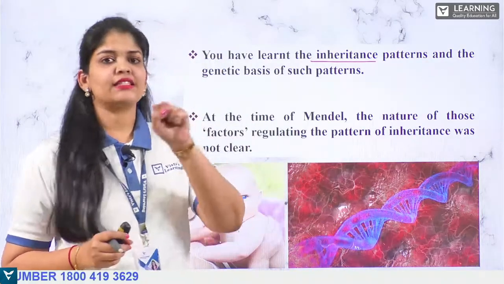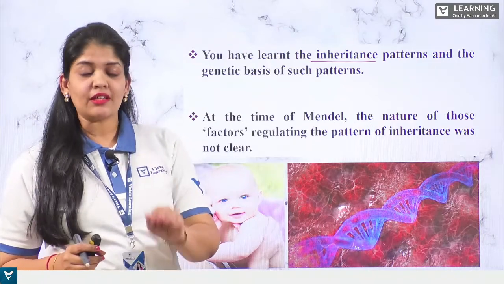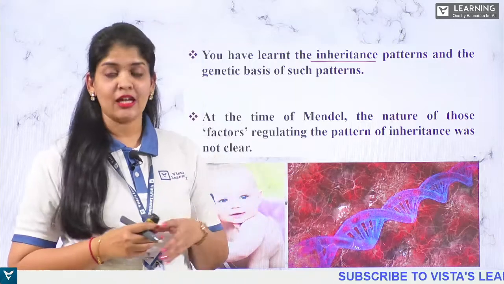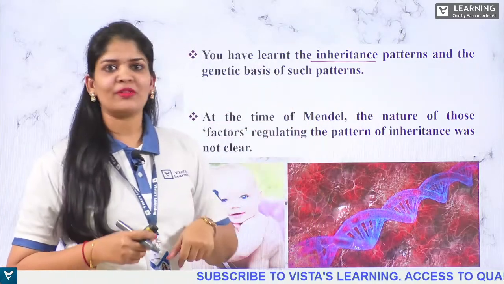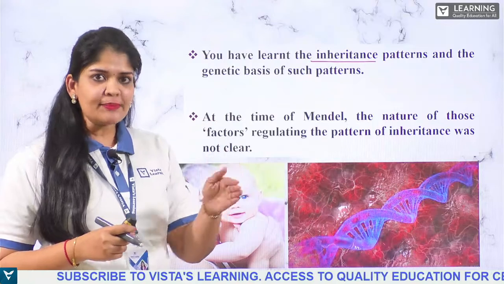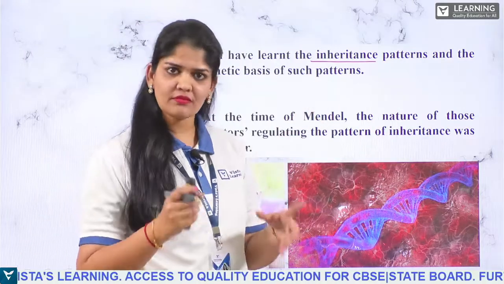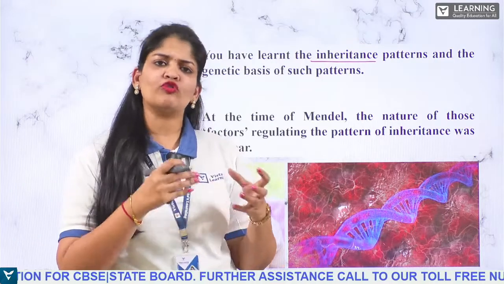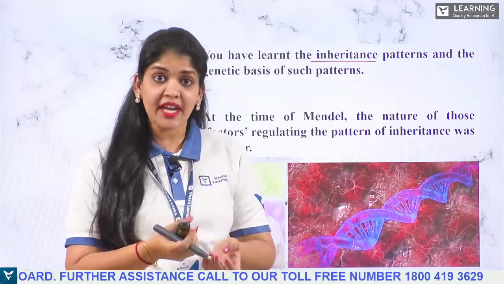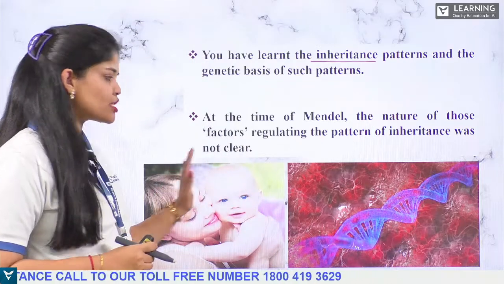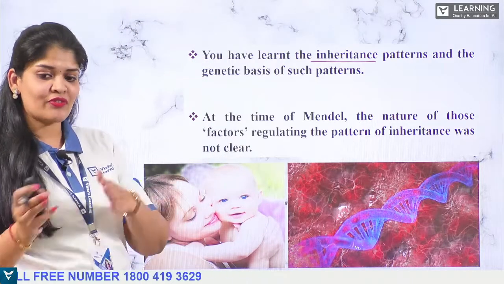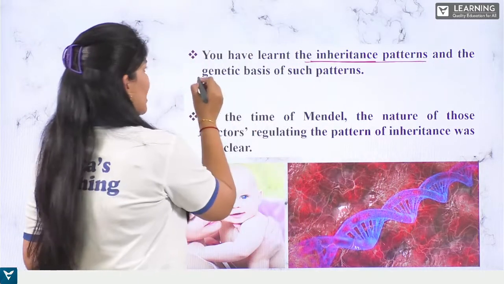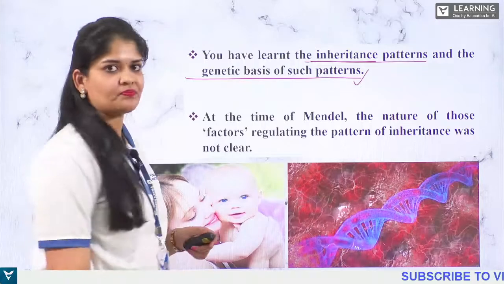In what way the characters or traits are passing on from the parent generation to the offspring generation, in what way they are not carrying, in what way they are varying from their parent generation, it is all about the principles of inheritance and variation, right? So heredity is where we find the passing of both physical as well as mental characters or traits from one generation to another generation. So here, inherited patterns and the genetic basis of such patterns.